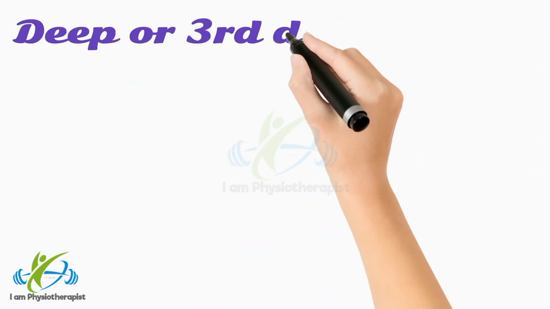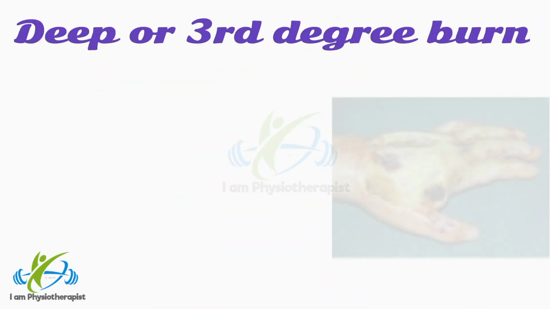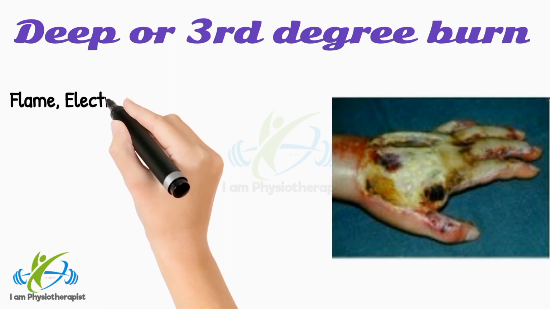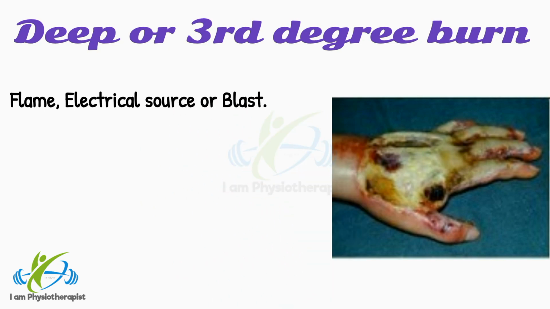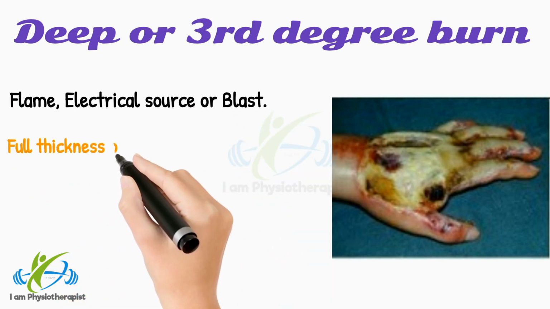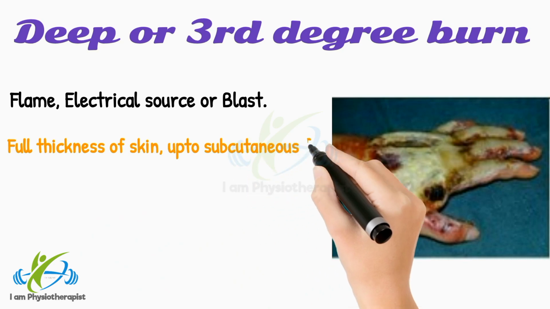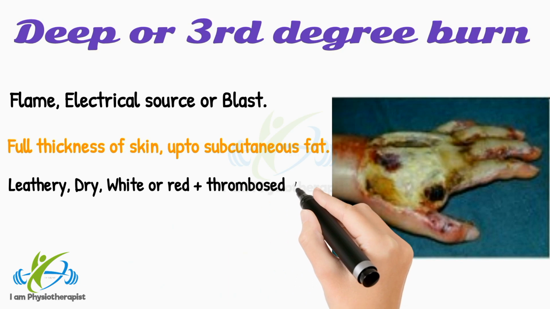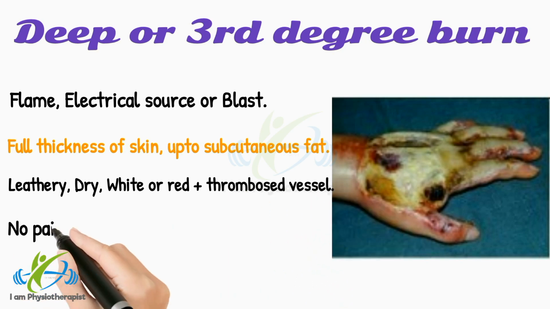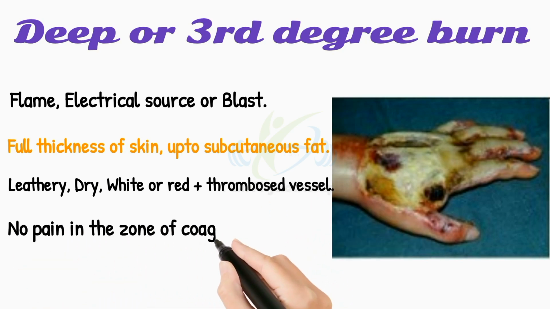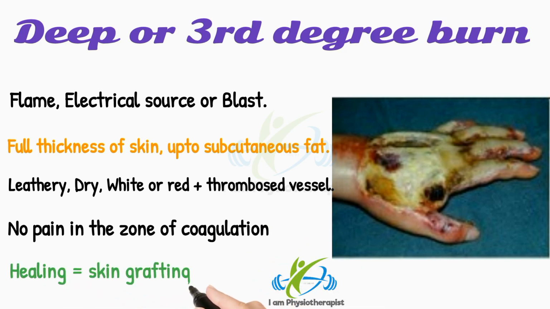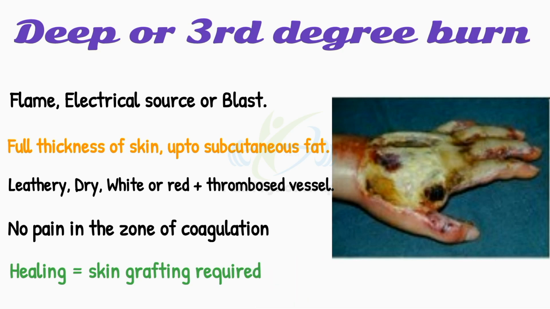Deep or third degree burn. It is caused by flame, electrical source, or blast. It involves the full thickness of skin and up to the subcutaneous fat. Its appearance is leathery, dry, white or red, with thrombosed vessels. In this type of burn, no pain occurs in the zone of coagulation, but it is painful at surrounding tissue. For its healing, skin grafting is required.